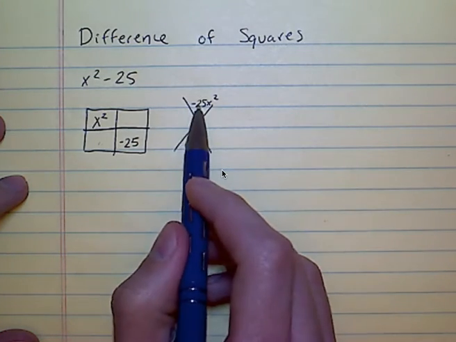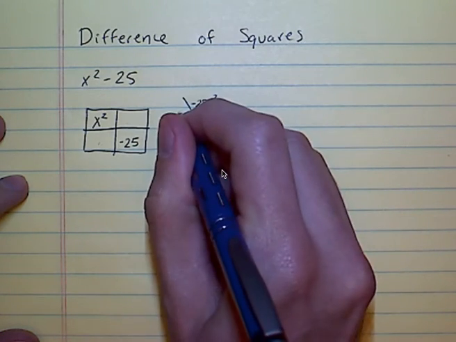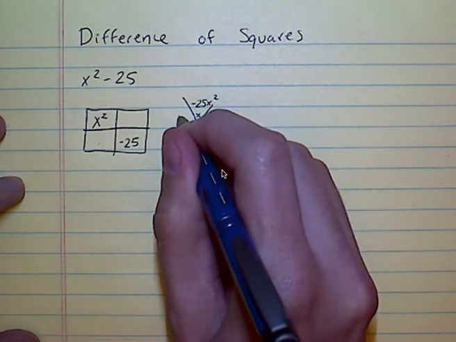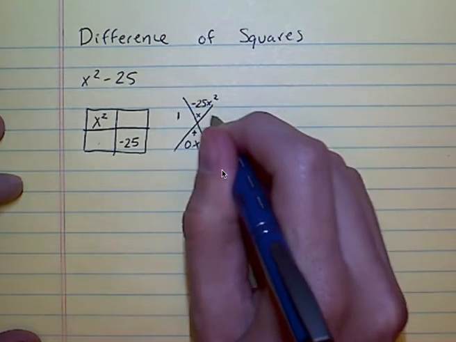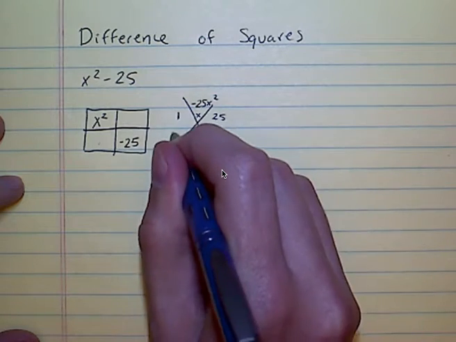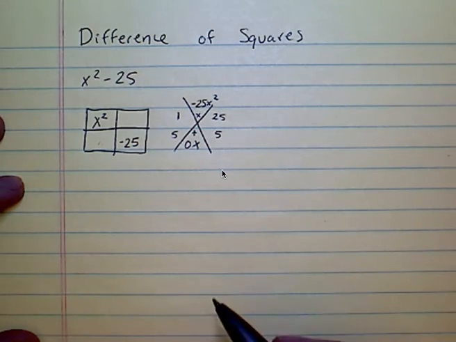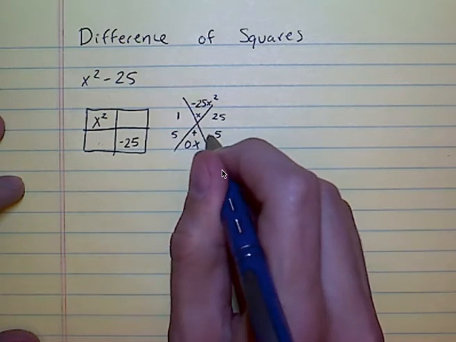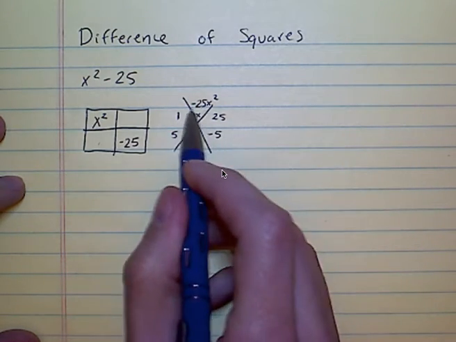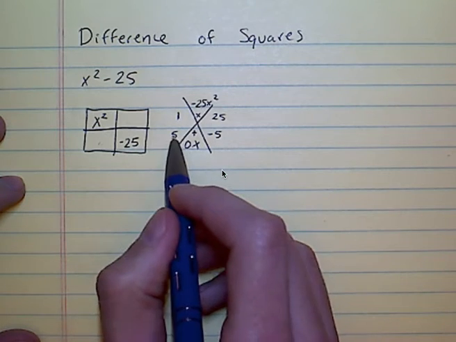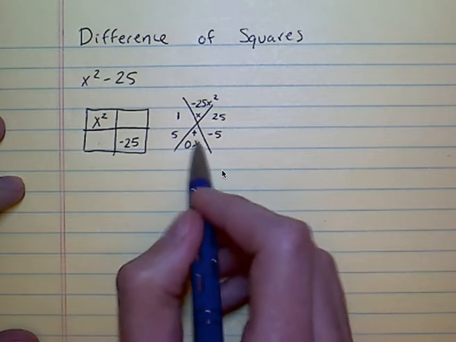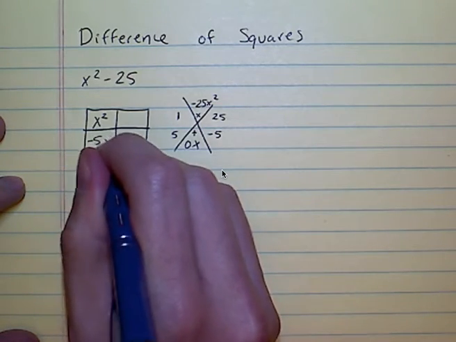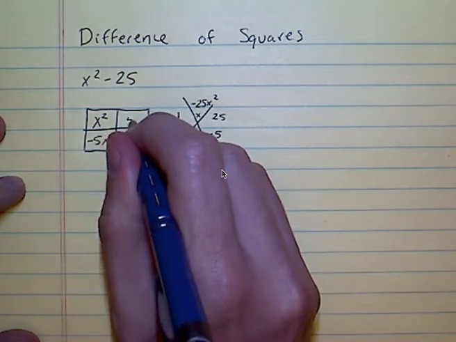So I'm looking for factors of 25. Because it's negative, one has to be negative and one has to be positive. There's only two sets of factors of 25: 1 and 25, and 5 and 5. What you'll notice is that with 5 and 5, if one of them is positive and one is negative, I get negative 25x squared, and when I add 5 and negative 5, I also get 0.